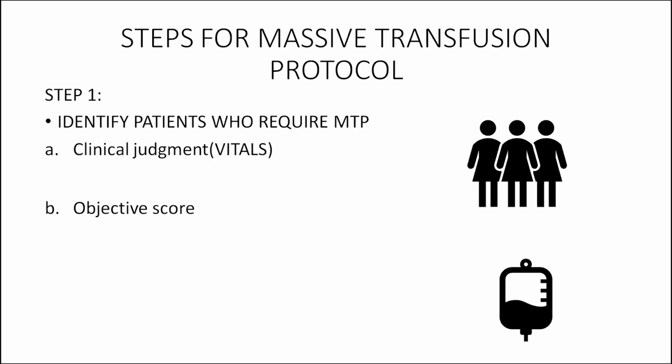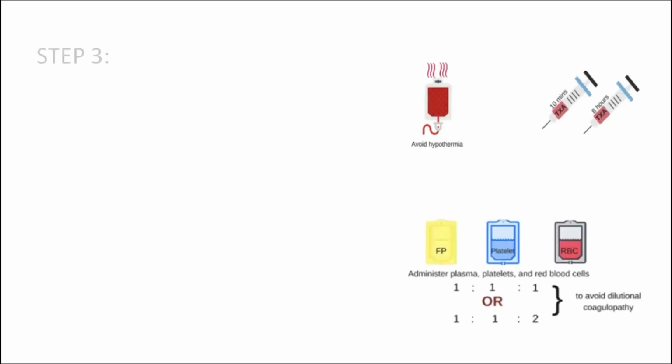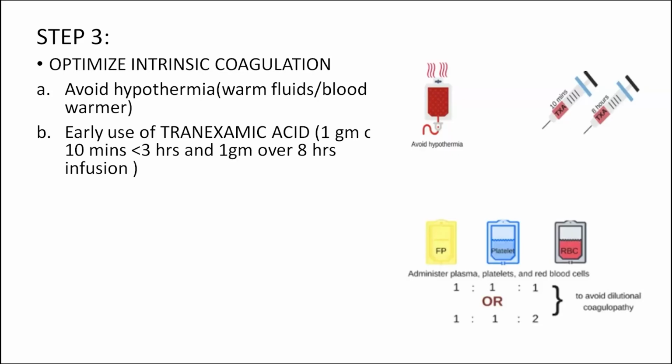It's 6 steps. Okay, so you identify based on your scoring systems. You have a clinical judgment, activate it, talk to your transfusion officer or blood bank. Then step three, you will check for your clotting parameters. You send a CBC, everything. LFT is supposed to be done. Your fibrinogen value has to be done. Okay, and coagulation parameters. You give tranexamic acid, like I've mentioned earlier, 1 gram over 10 minutes, within less than 3 hours, then 1 gram over 8 hours.